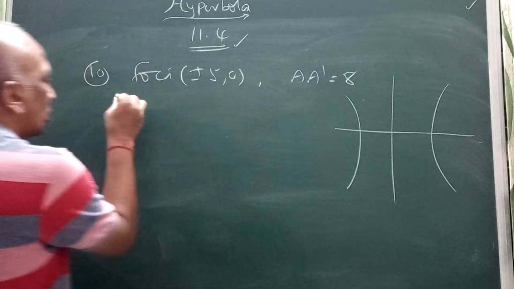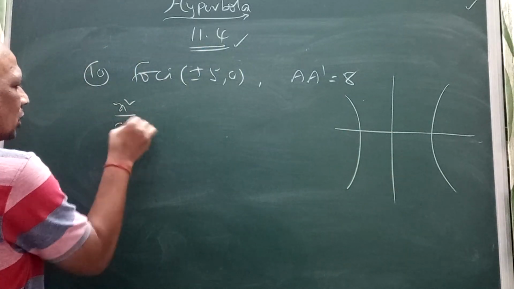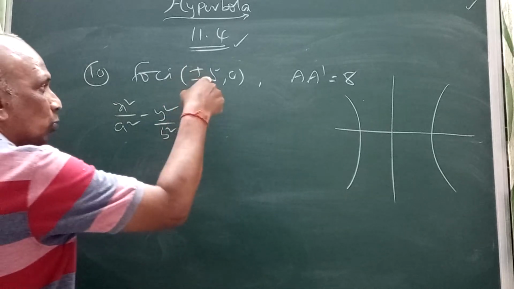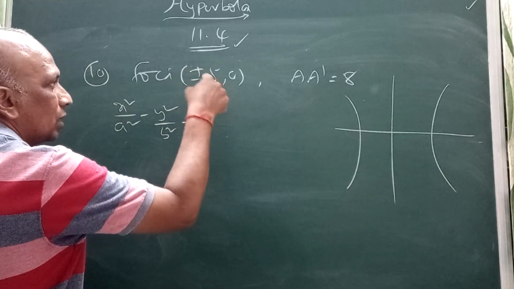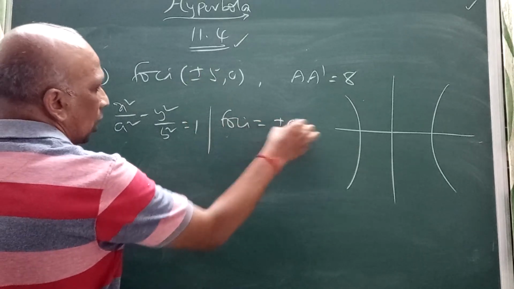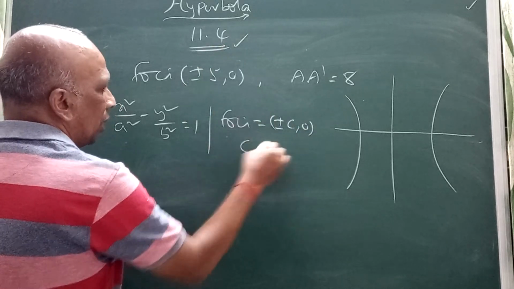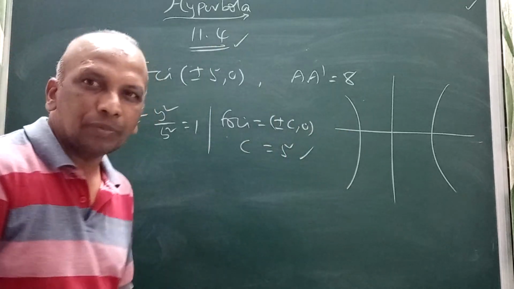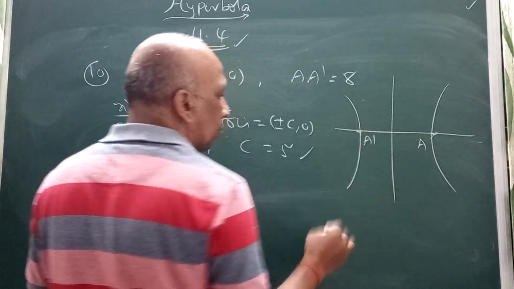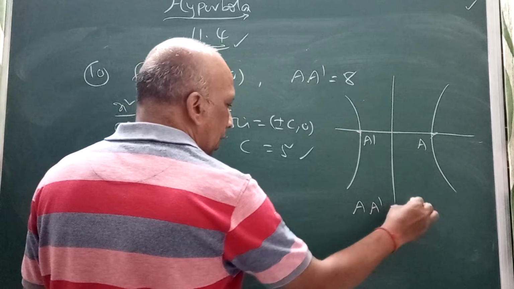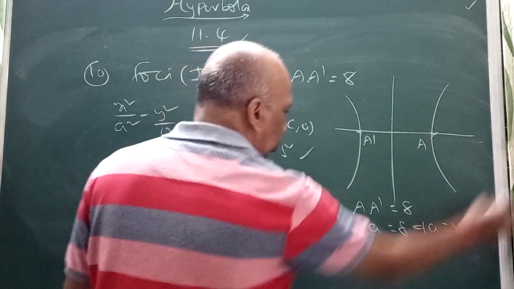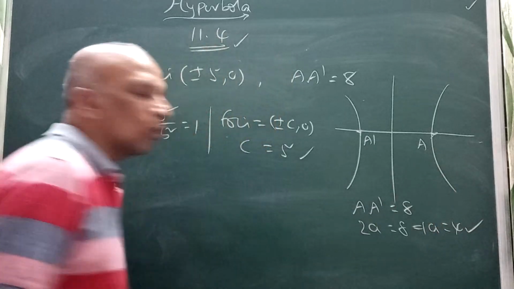The hyperbola equation we know is x square by a square minus y square by b square is equal to 1. The foci are plus or minus c comma 0. If we compare, c is equal to 5. The length of the transverse axis is 2a is equal to 8, so a is equal to 4. We got the value 4, right?